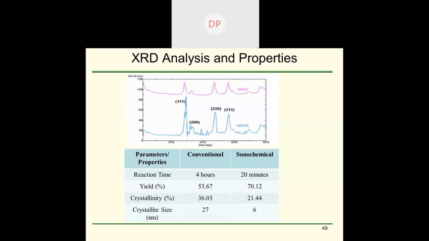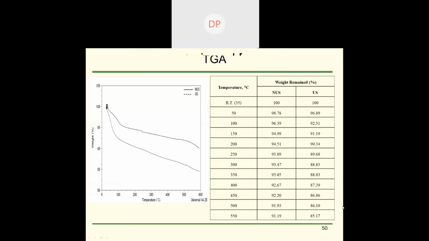Again, the yield has been improved, the crystallinity has been reduced, and the crystallite size we have observed in the case of ceria is 6 nanometers. Next.